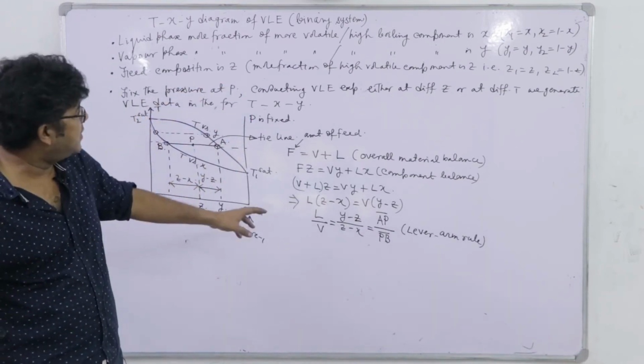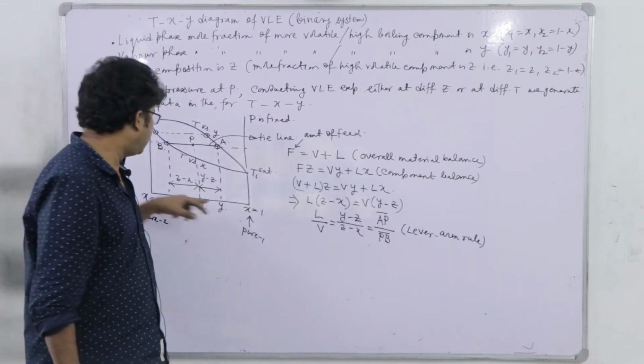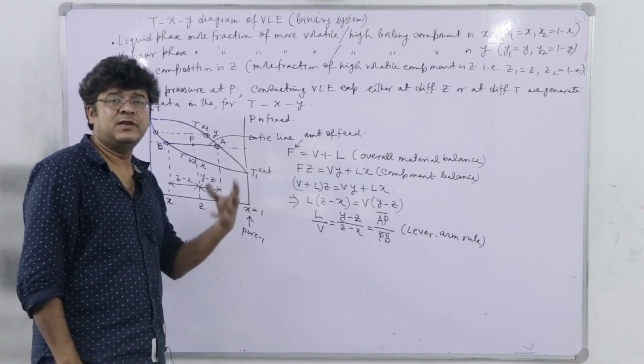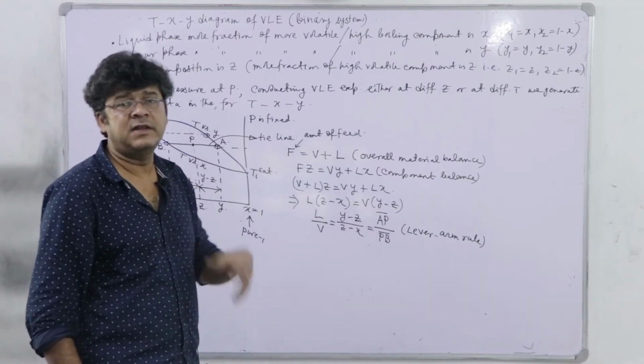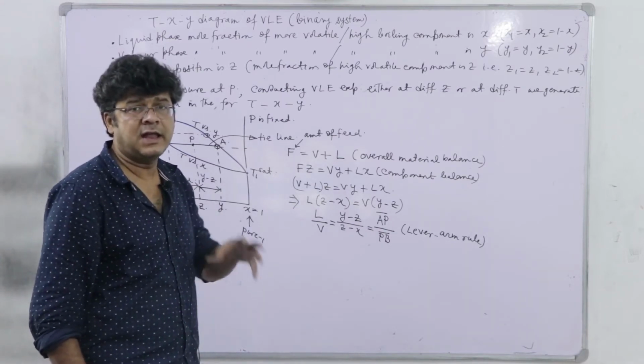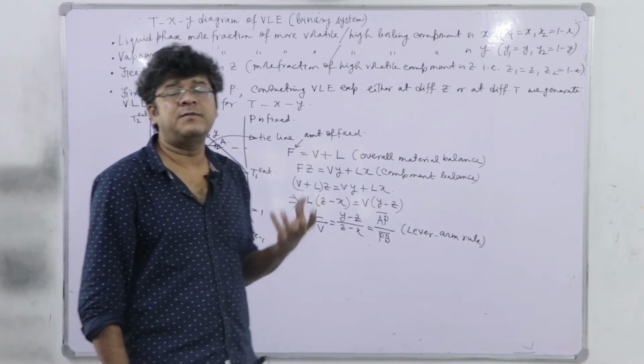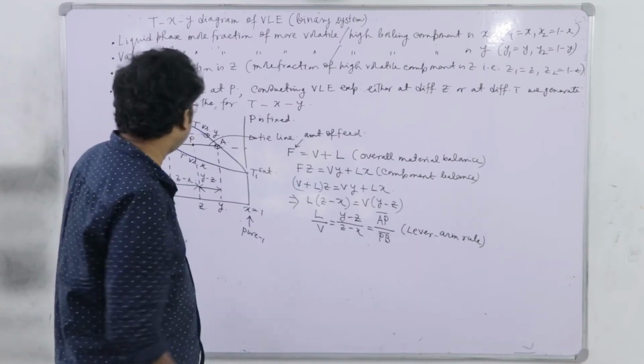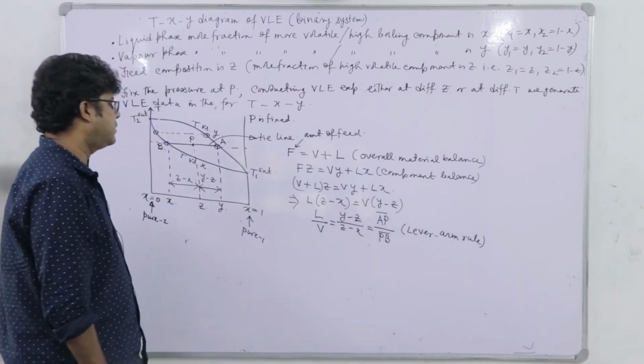So, from this lever arm rule, knowing y, x and z, we can actually get the ratio, and we know how much amount of feed we have given, and from there we can calculate online what is the amount of vapor formed and what is the amount of liquid formed. Definitely it needs a bit of trial and error, right.